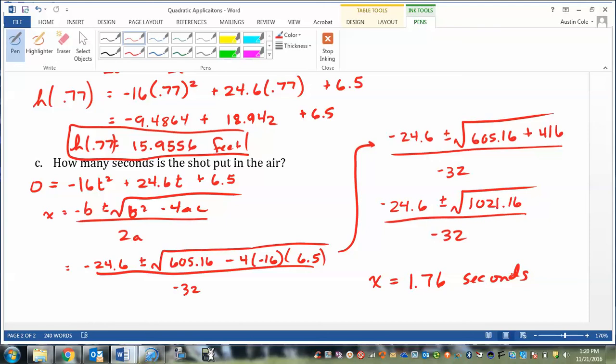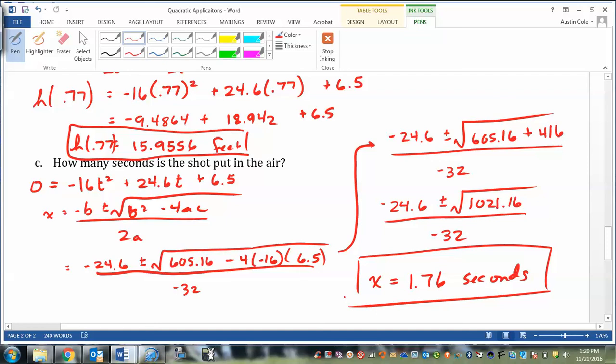I'm just letting you know, if you got an answer that's 15.5, that's not realistic. A shot put thrown in the air isn't going to be in the air for 15 seconds. I'm just getting you guys to think, hey, does my answer make sense? If it doesn't, then maybe I should go back and find my mistake or start the problem over or something of that nature.